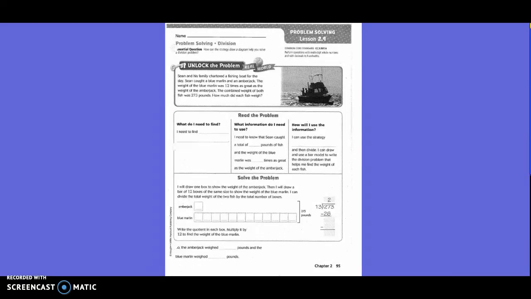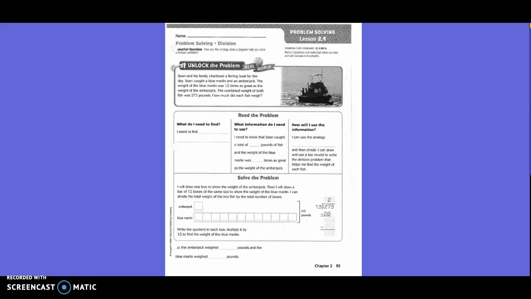Fifth grade, chapter 2, lesson 9, problem solving division. Unlock the problem. Sean and his family chartered a fishing boat for the day. Sean caught a blue marlin and an amberjack. The weight of the blue marlin was 12 times as great as the weight of the amberjack. The combined weight of both fish was 273 pounds. How much did each fish weigh?